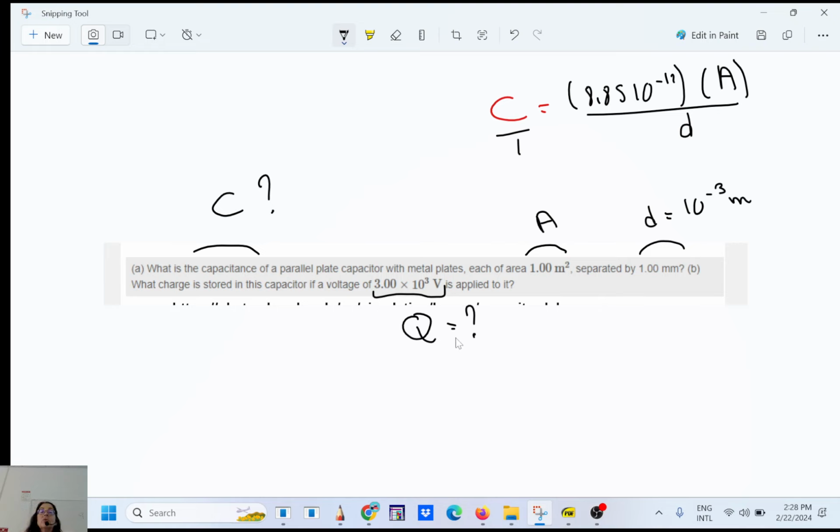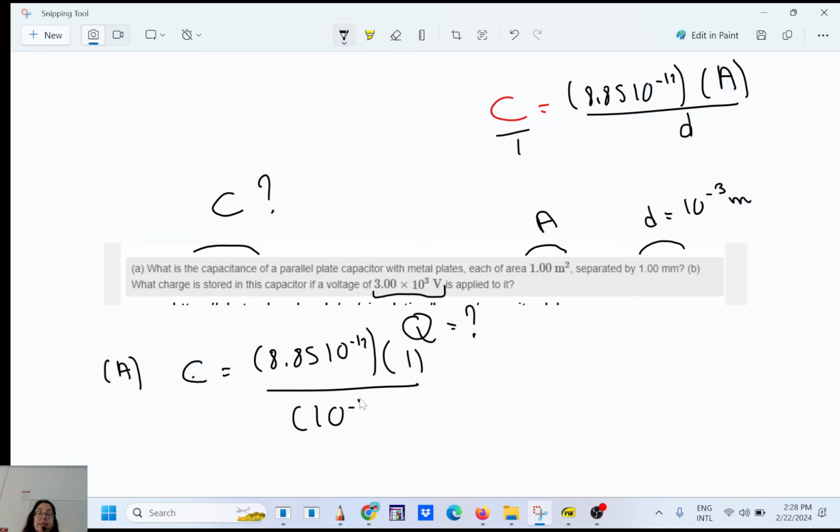So we have two equations to use here, right? 8.85 times 10 to the negative 12. So let's find the capacitance. I should put the first question. They ask me, what is the capacitance? Just to make sure you know how to use your TI, you just put parentheses. 1, and then here open the parentheses, and that will be 10 to the negative 3.